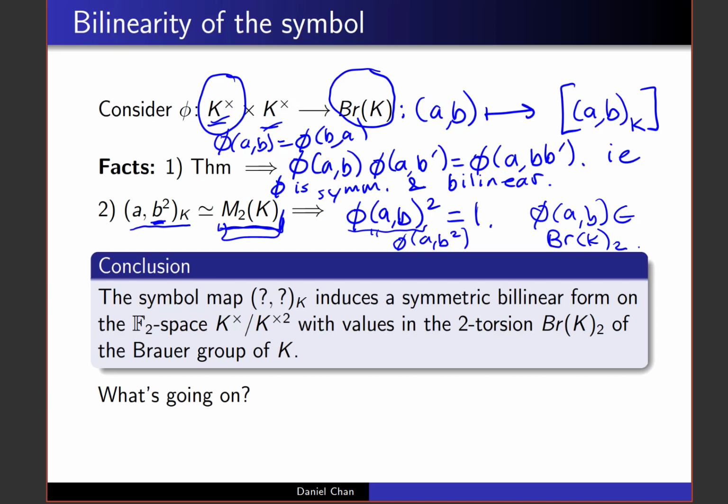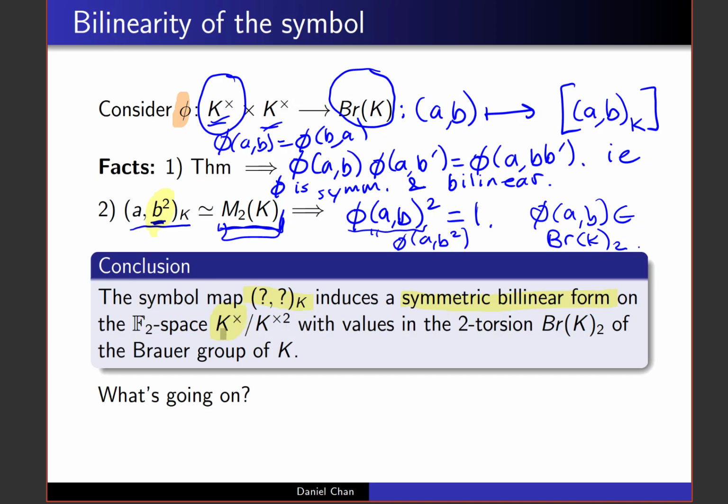Okay, so this is a very important conclusion that I want to write down. This function phi, normally we don't use that notation. We just write it down using the usual symbol notation. So firstly, it's a symmetric bilinear form. And it's a symmetric bilinear form on what? Firstly, it's certainly true it's a symmetric bilinear form on k cross. But the thing is that it's trivial on squares. So if you multiply by a square, it doesn't make any difference.